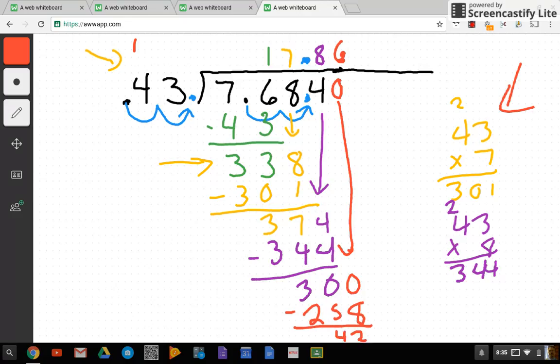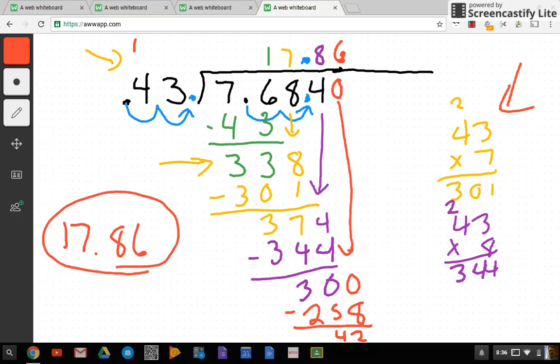And what I've got here, I could keep going forever, I guess. But what I've got here is a plenty accurate enough answer. So I'm going to call it right here. My answer is going to be 17.86. That is plenty accurate enough.